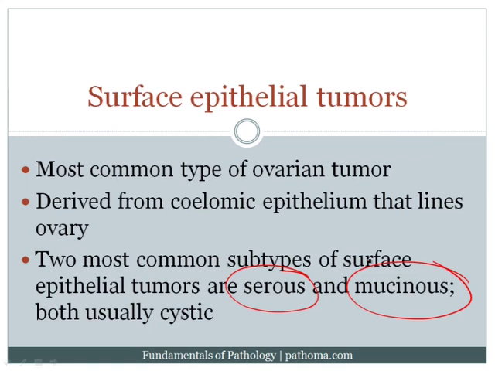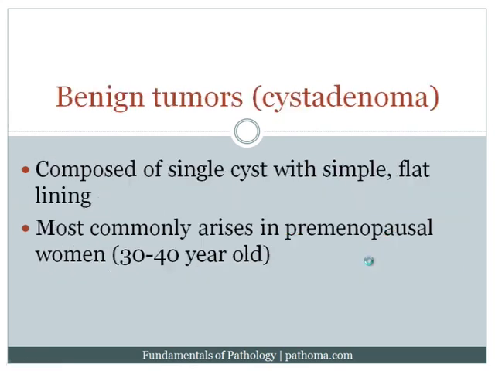So the two most common tumors of the surface are serous tumors and mucinous tumors. Both are usually cystic. When you have a serous tumor, it's usually full of water. When you have a mucinous tumor, it's usually full of mucus. Now, in addition, when you have surface epithelial tumors, you can categorize those tumors based on how they behave. So there are benign tumors, there are malignant tumors, and then there are tumors in between, which are called borderline tumors.